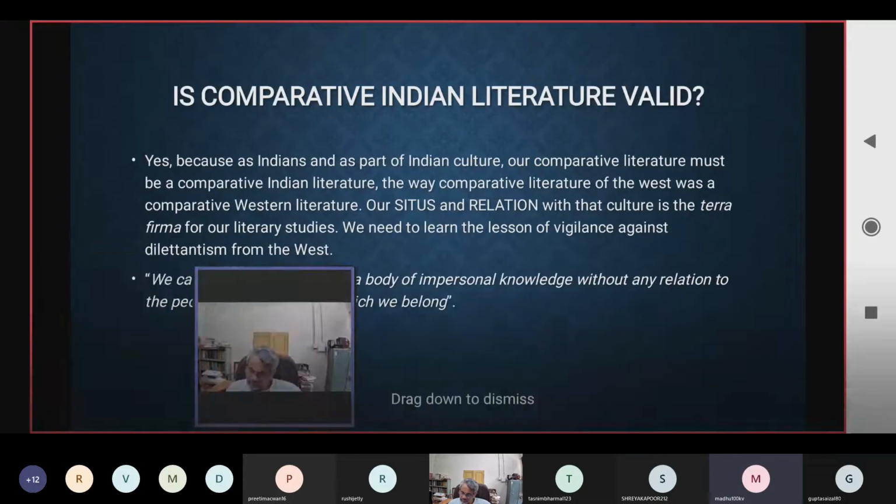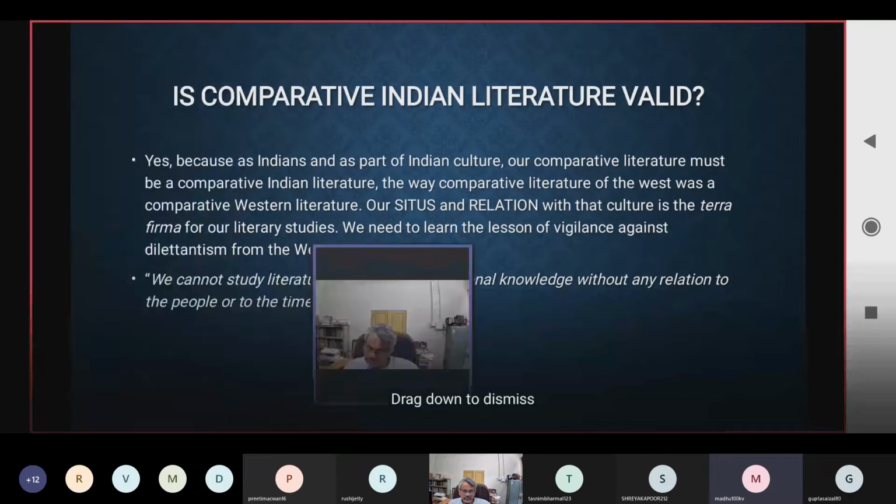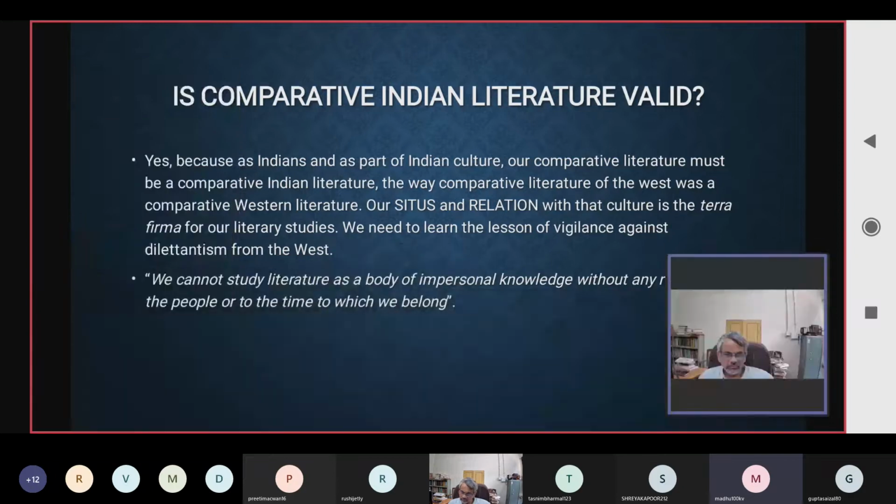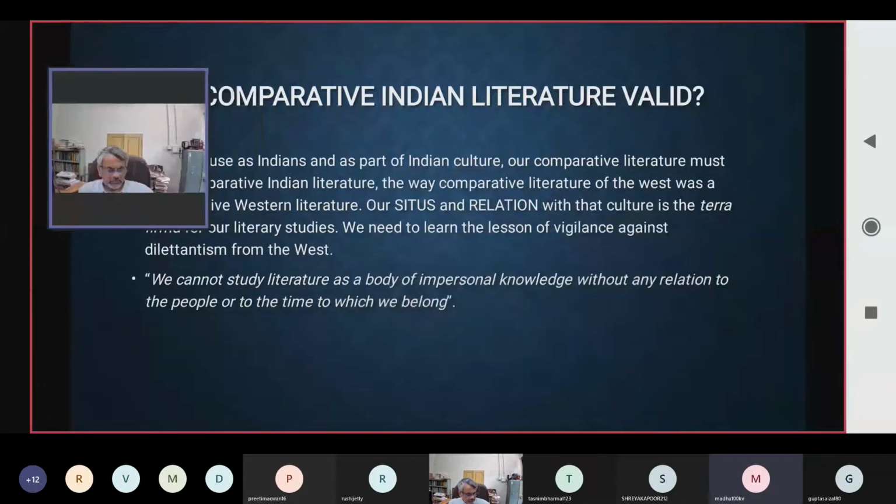So is comparative Indian literature valid is the next question that he asks, and then he answers it, yes, because as Indians and as part of Indian culture, our comparative literature must be a comparative Indian literature, the way comparative literature of the West was a comparative Western literature. Our situs and relation with that culture is a terra firma for our literary studies. We need to learn the lesson of vigilance against dilettantism from the West. We cannot study literature as a body of impersonal knowledge without any relation to the people or to the time to which it belongs, which is something that we have now. We have because we are Indians.